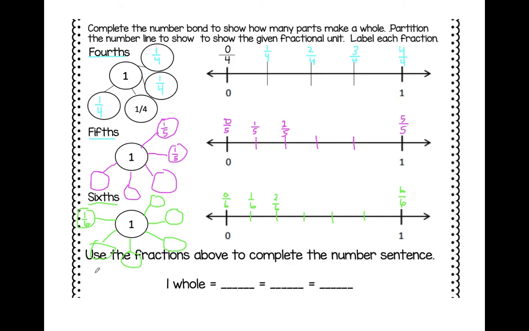So what they're asking you to think about is to use the fractions above to complete the number sentence. 1 whole is equal to 4/4, which is also equal to 5/5, which is now also equal to 6/6. Do you all see that? It's now one complete whole. They might have more parts, they might have more sections, but they're still one whole complete pizza, or one whole complete figure.